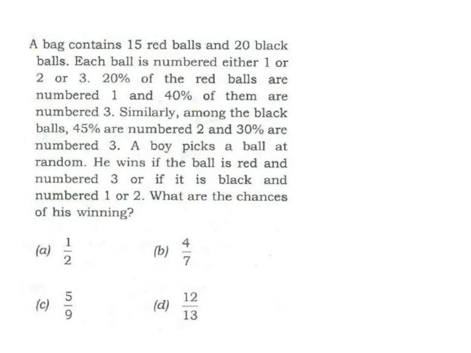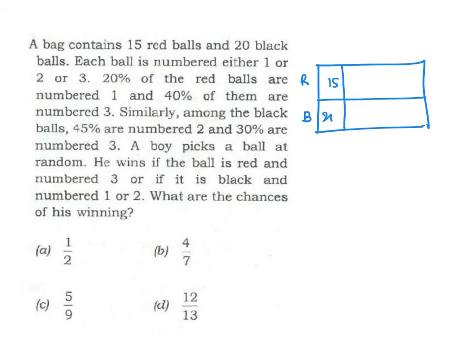A bag contains 15 red balls and 20 black balls. Each ball is numbered 1, 2 or 3. So let me take red and black. I am taking this as red, this as black. Total red balls are 15. Total black balls are 20. Numbered 1, 2, 3, so I am dividing it as number 1, number 2, number 3. So I am writing the count here.